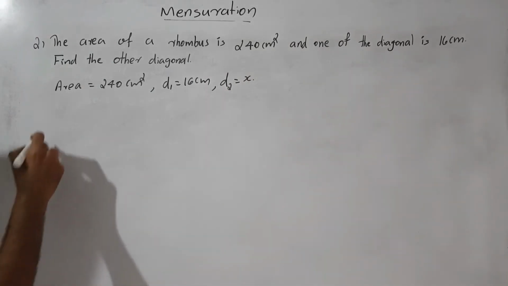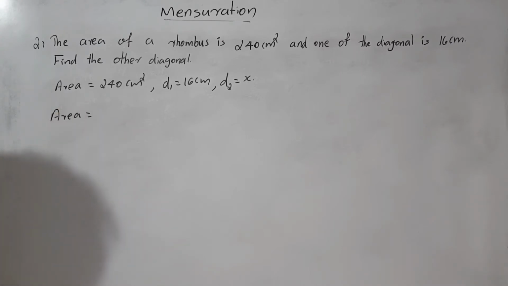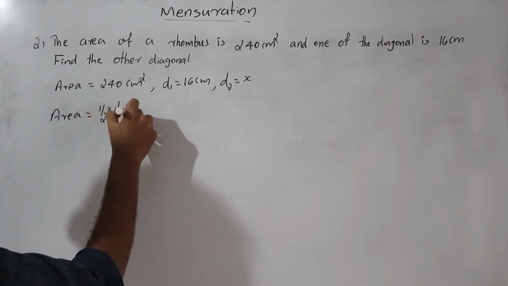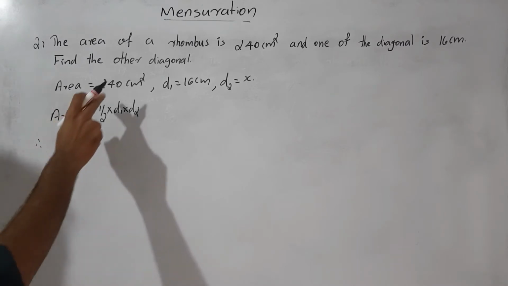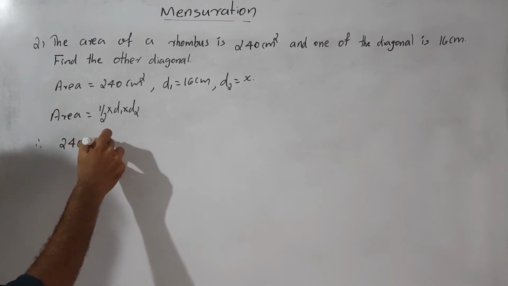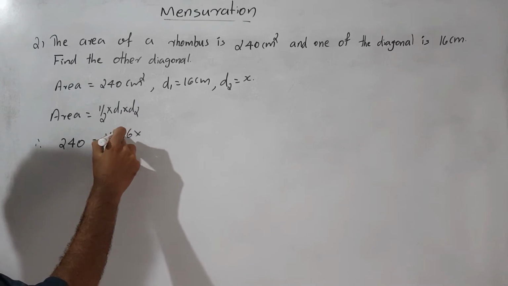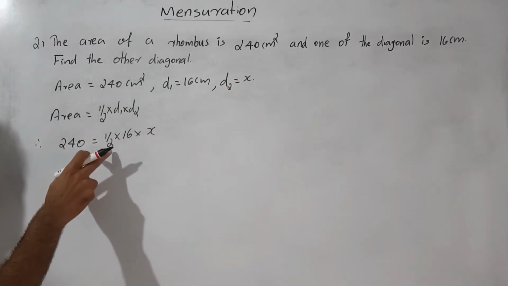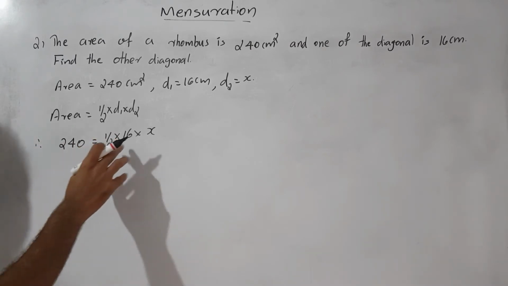Okay, so how do we start? Therefore area is equal to, what is the equation of area of a rhombus? Yes, half into d1 into d2. Therefore we know the value of area, 240. Then 240 is equal to half into d1, which is 16, into d2, which is x, correct? Then we just check, is it possible to reduce 2 and 16? Yes, it is possible, correct. If not possible, what is next?